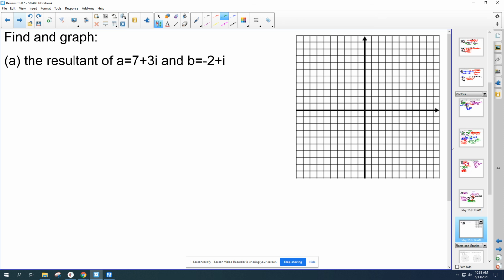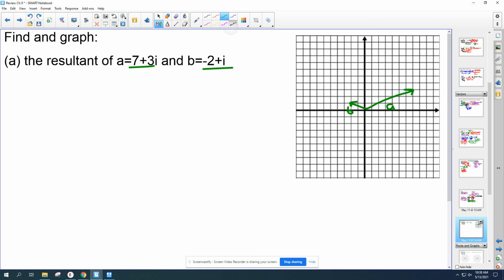Okay. Find and graph the resultant of these two vectors. Okay, well, A is the vector 7 plus 3i. 1, 2, 3, 4, 5, 6, 7 plus 3i right there. Do not go past that dot right there. B is negative 2 plus i. Negative 2 plus i is right there. Do not go past that dot right there. This is A. This is B.